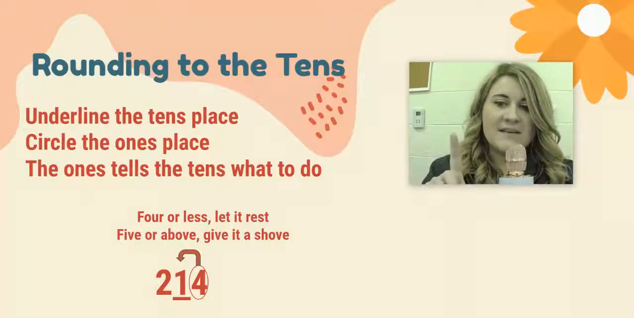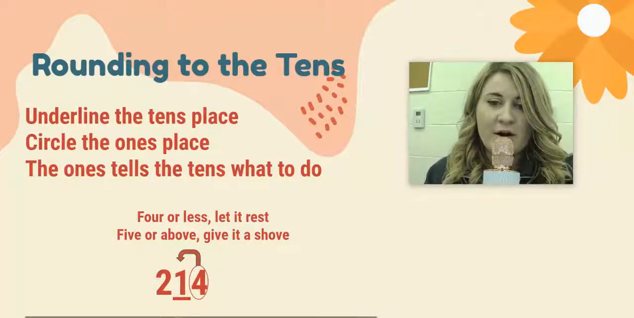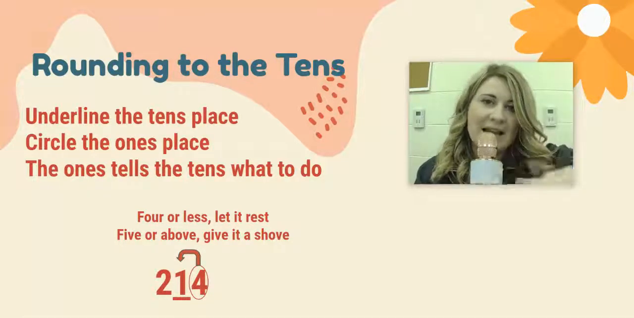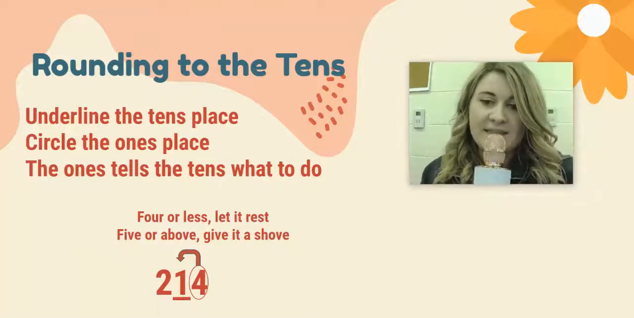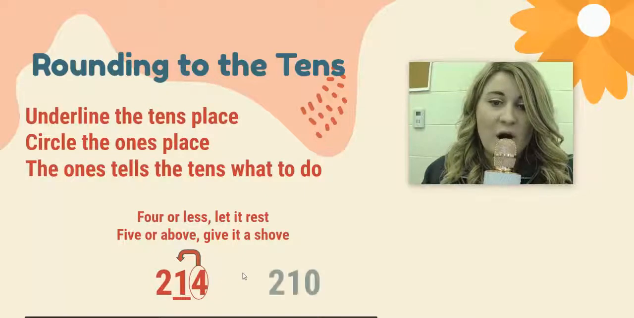We have a 1 in the tens place and a 4 in the ones place. I circled the BFF, drew an arrow because the 4 is going to tell the 1 to either rest or shove up. Let's think of our chant. 4 or less, let it rest. 5 or above, give it a shove. This circled number is 4. So that's 4 or less. We're going to let the 1 rest. So the 1 is going to stay a 1. The 4 is going to change to a 0. And the 2 in the hundreds place just drops down. So our answer is going to be 210.